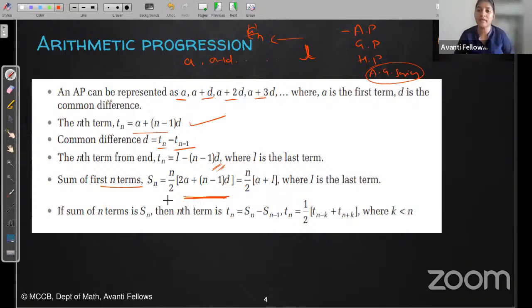And if the last term is given to us, if we know the first and last term and the total number of terms, then we can make use of this formula. That is n by 2 into (a plus l).